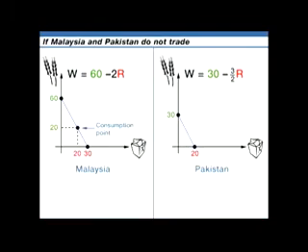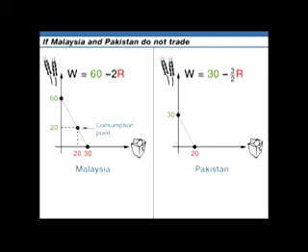And let's suppose that the mix that they choose is a mix like 20 and 20. That is, Malaysia chooses to produce at this point right here with equal quantities of wheat and rice produced.